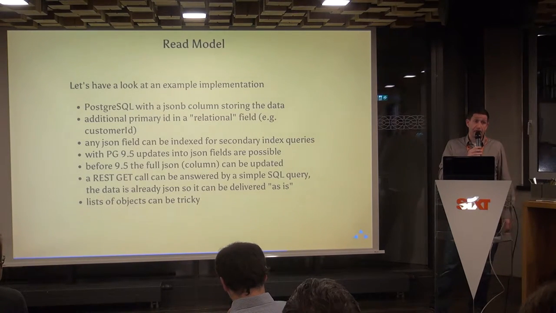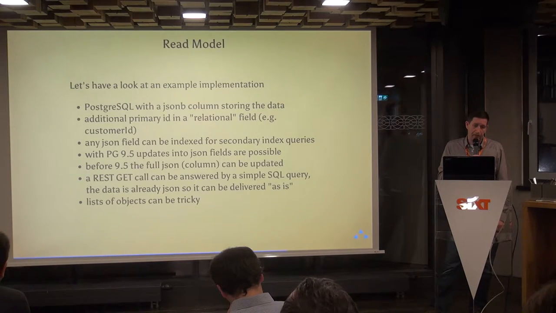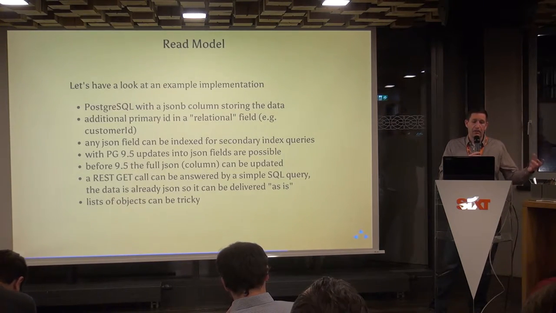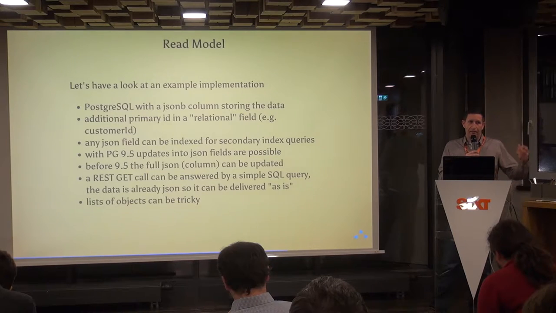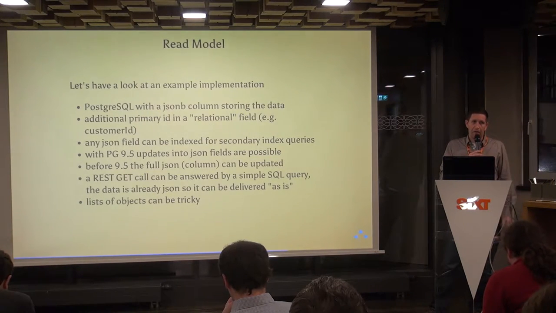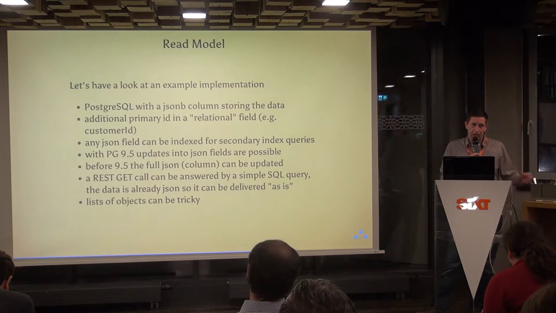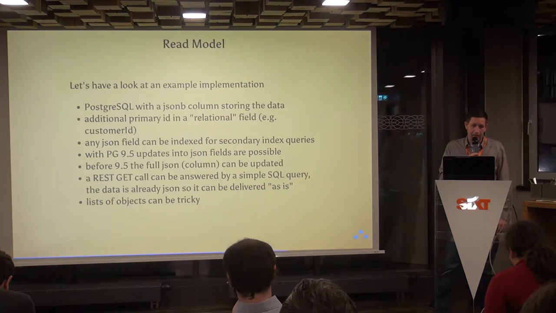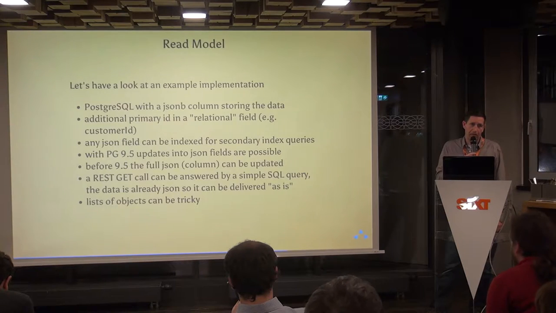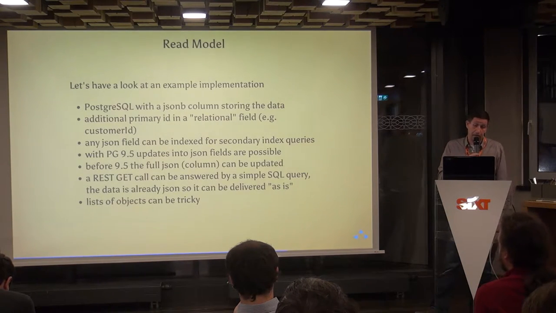Postgres 9.5, which recently came out, also supports updating directly into JSON fields, so you can have atomic updates. Before Postgres 9.5, you have to update the full column. You have to read, modify, write, which can cause concurrency problems when you have multiple things that want to change the same read model column.